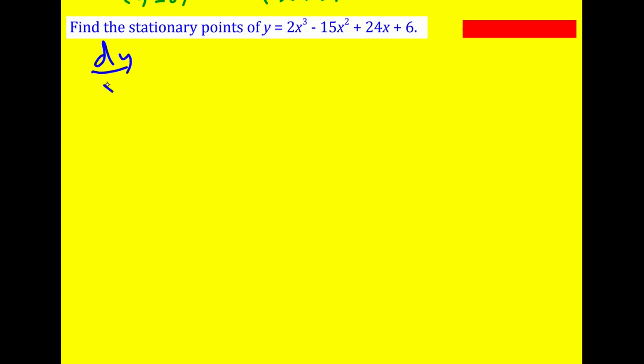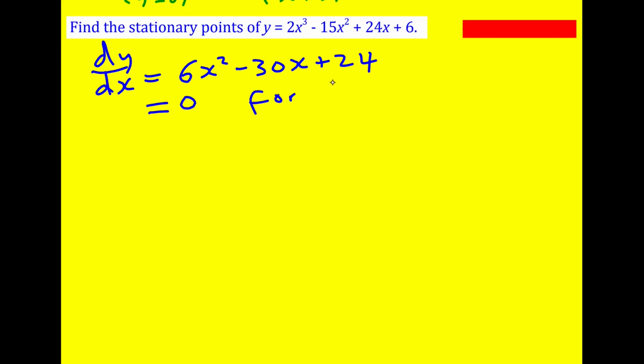dy by dx is going to equal 6x squared. I'm doing this quite quickly now, this dy by dx, but you just got to keep practicing it. The constant goes, 24x becomes 24. The others I've multiplied by the power and reduced the power. Now my recommendation is always say this is equal to 0 for stationary points. Don't just set it equal to 0 without giving a reason.